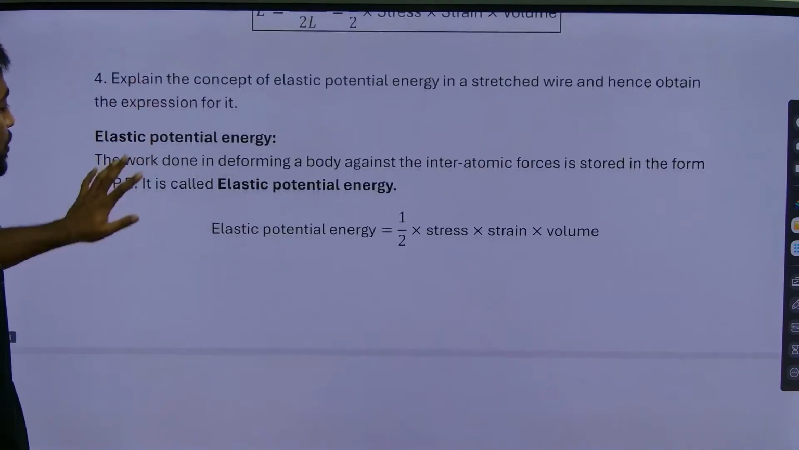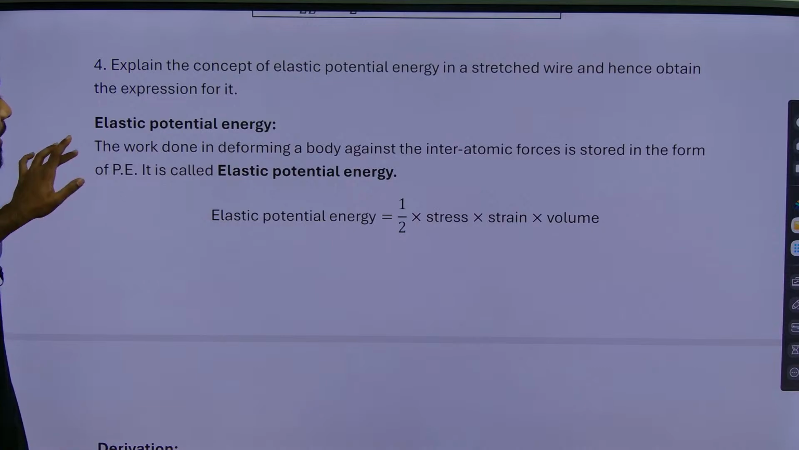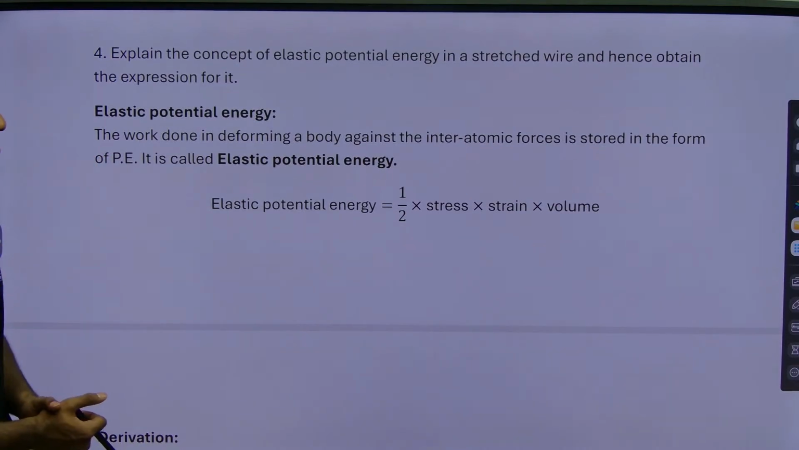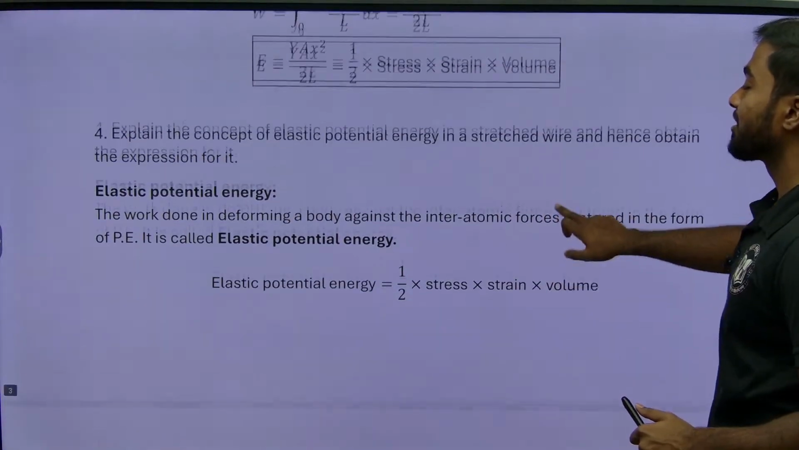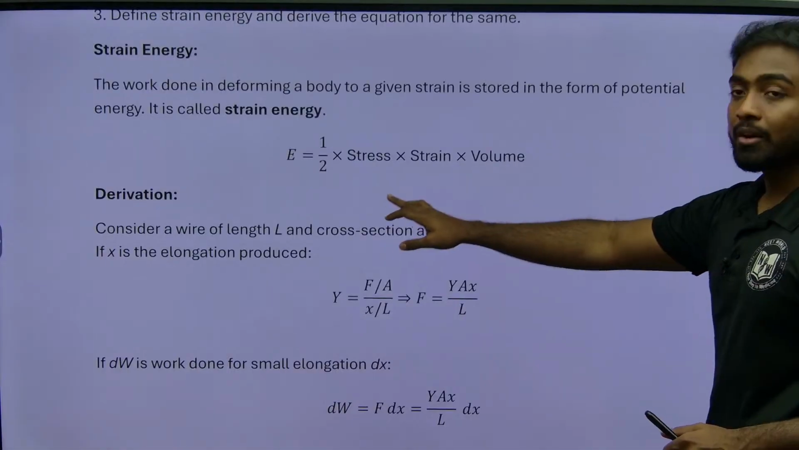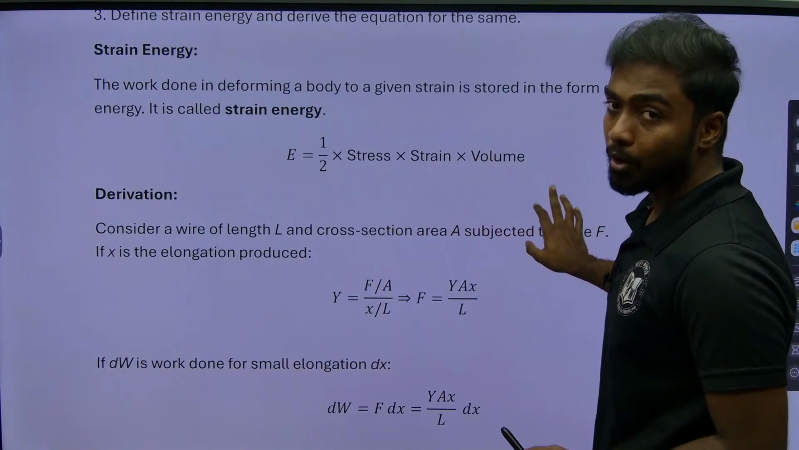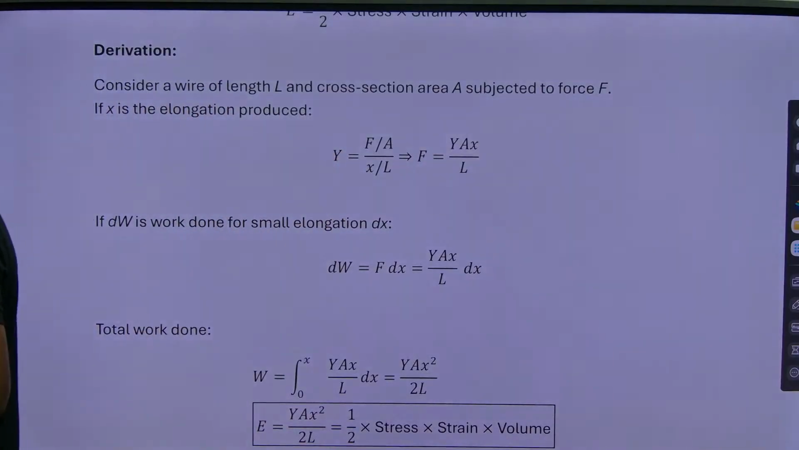Next one is, explain the concept of elastic potential energy in a stressed wire and hence obtain the expression for it. It's the same question, but they have asked it in a different way. The same thing: energy is equal to half into stress into strain into volume, and the derivation is this one. You can take a note of this, and I guess we have completed the questions.